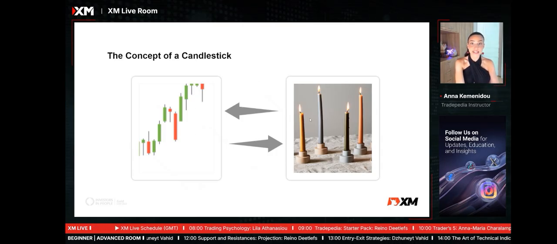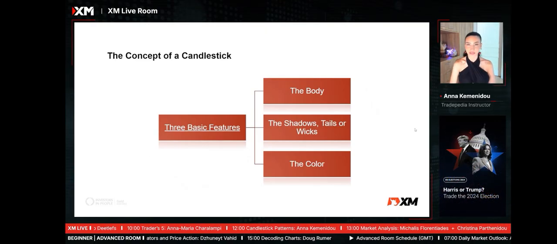Well, this is the reason why this amazing and popular chart is called a candlesticks chart, because these bars look like candlesticks, right? Let me know in the live chat room if you guys see the similarity.